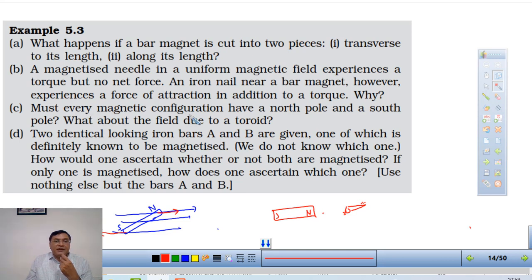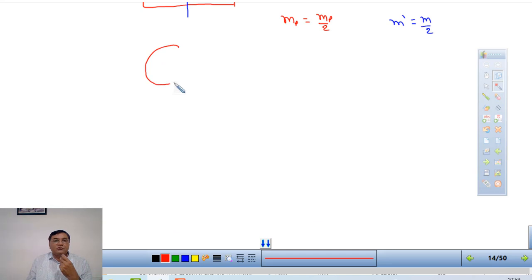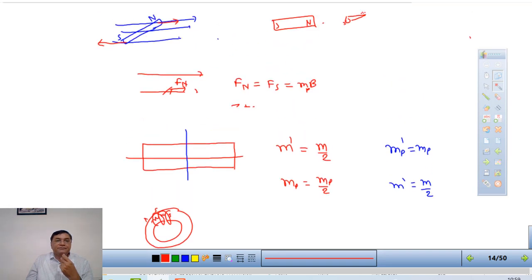Must every magnetic configuration have a north pole? Not necessary. So what about the field due to the toroid? In a toroid you cannot say where the north pole is and where the south pole is. It is relative. When current is passing, one side becomes north and the other south, but compared to another side, this is north and that is south. So you cannot say this is the north pole and this is the south pole in the toroid.